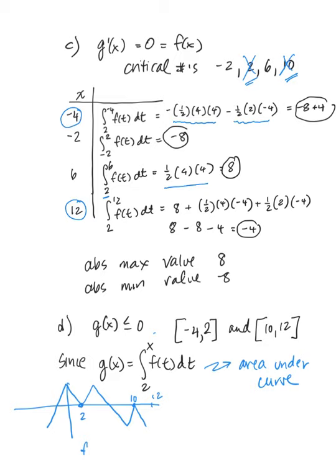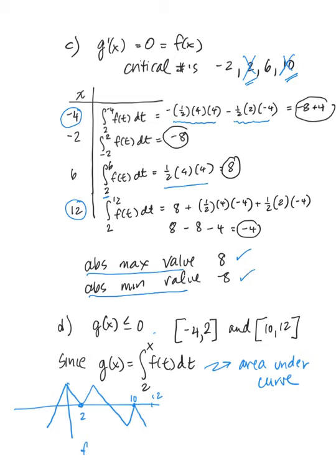And then I'm going to check the endpoint 12. We go from 2 to 12. We're going to get +8, the area above the curve from 2 to 6, -8, the area below the curve from 6 to 10, and -4, the area from 10 to 12, and we get -4. So when we're looking for an absolute max value and absolute min value, we're going to give that as 8 for the absolute max and -8 for the absolute min.